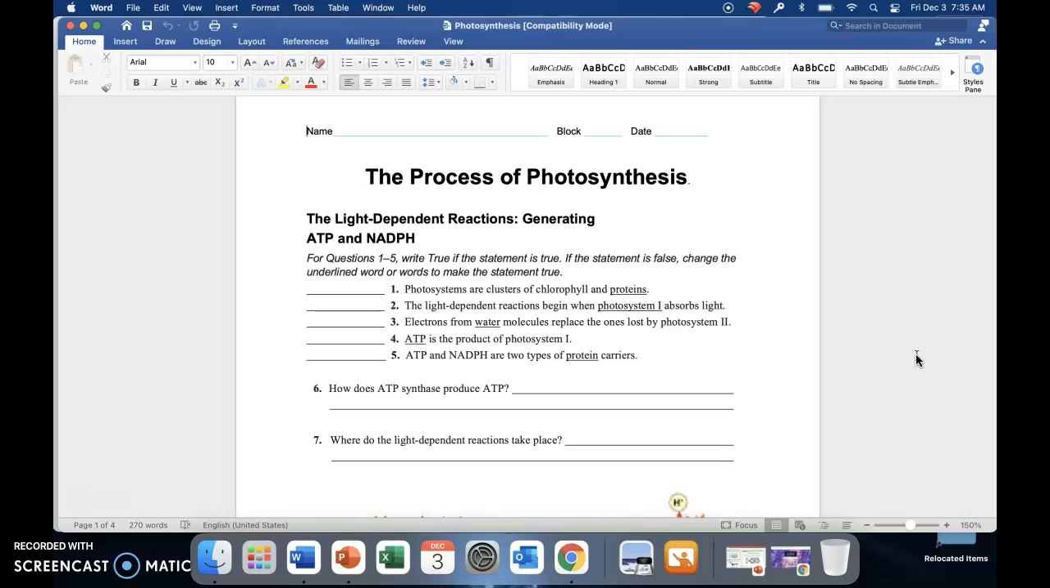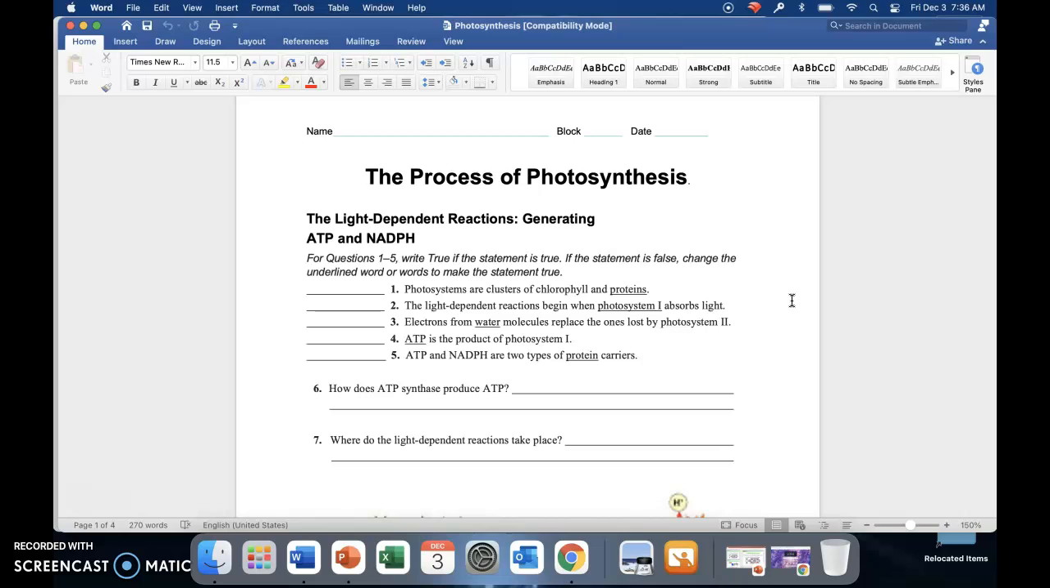So what I would like to do is I'm just going to type in here on the ones that are false. So our first question here: are photosystems clusters of chlorophyll and proteins? As you read through the book, you should have found that this statement was true. That is what a photosystem is. Remember that we talked about chloroplasts, and chloroplasts contain chlorophyll and proteins, and we call those things photosystems.